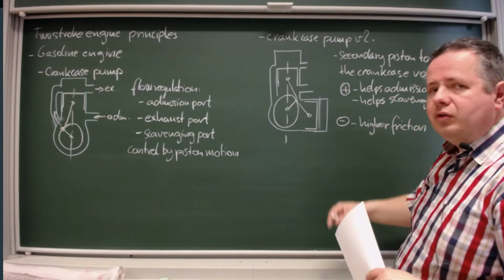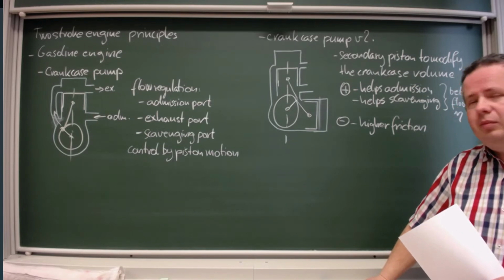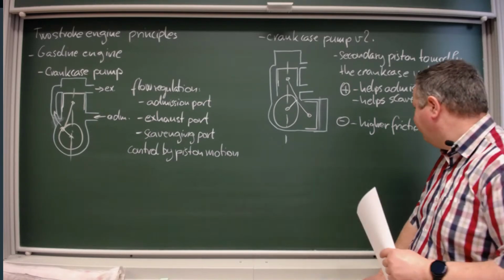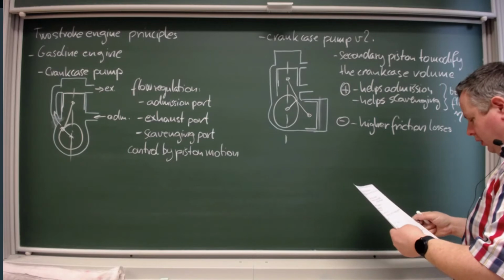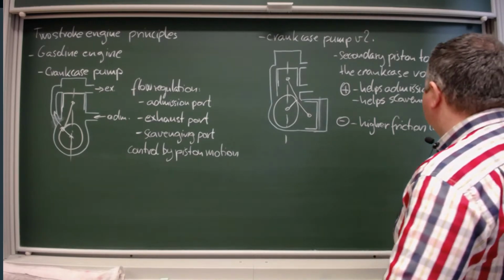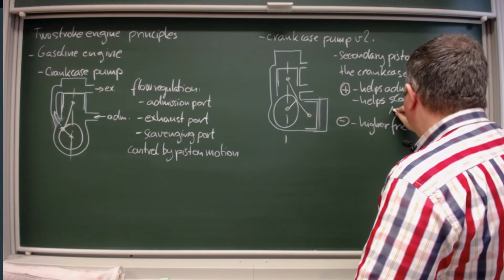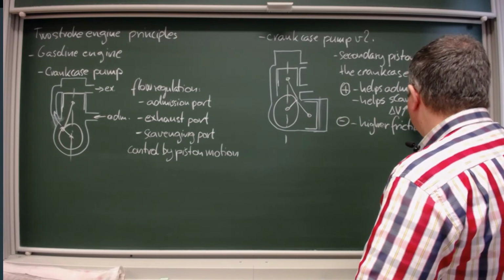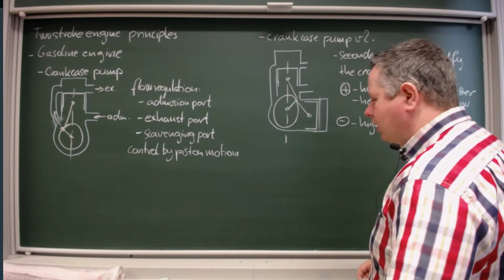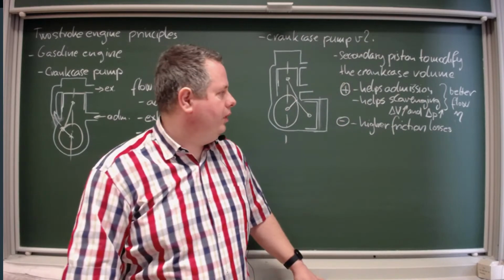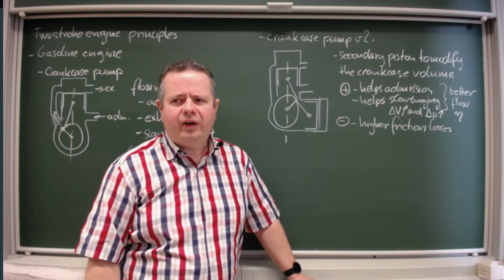So this secondary piston also has rings. So there is friction on the cylinder wall, and this is really, really bad. So it helps admission, helps scavenging. There is higher delta V volume variation and higher pressure variation in the crankcase. But if I say higher friction losses, then I say this is really huge.